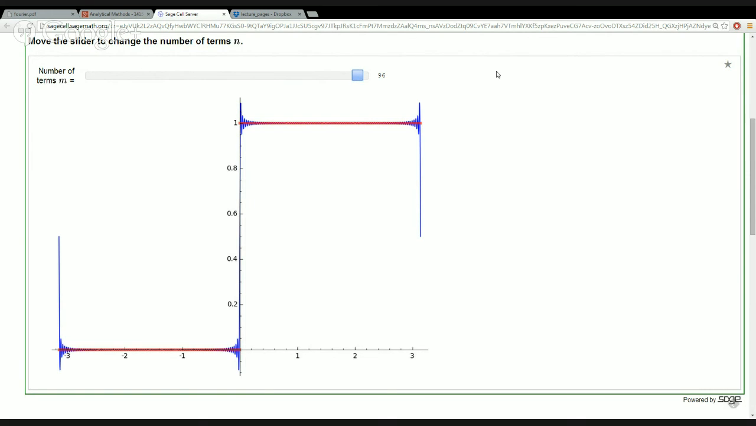So if we were looking at, let's say, an epsilon that was small and less than the height of this Gibbs wobble here, that would mean that there was no single large M value for which the Fourier series function would be close enough to the square wave function for every point in the domain. Okay?